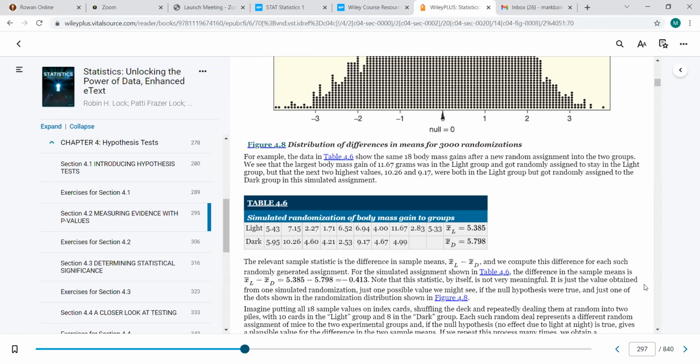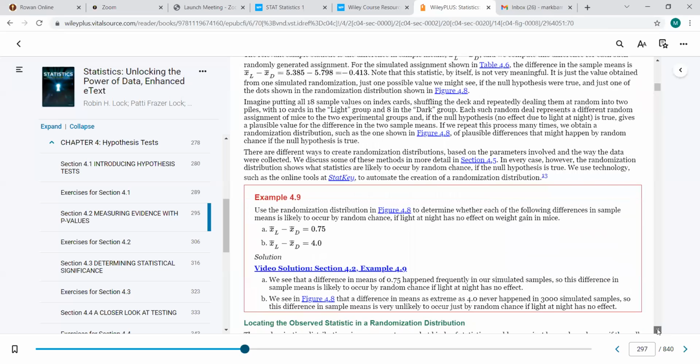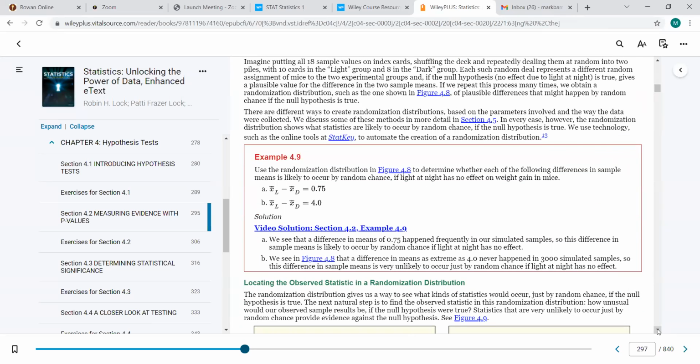So they just want to show that many of these dots are negative. Some of these dots are positive. All right. Now, suppose we have two different samples. Suppose somebody actually ran a sample, and this is a real sample. Let's say one of you ran one of these experiments with the 18 mice, and you found that the difference between the group of mice in the light group and the group of mice in the dark group, the difference in their average body mass gains, is 0.75.